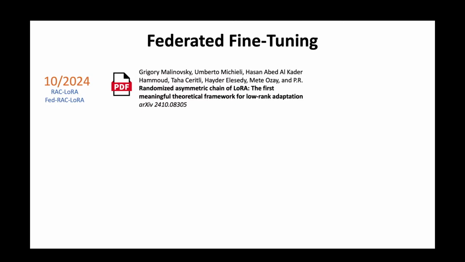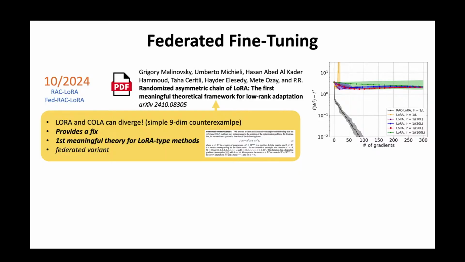OK, so some new topics in federated optimization: federated fine-tuning. This is some work from our lab and collaboration with a London lab with Samsung AI. Here we looked at LoRA as an optimizer, and we realized that there were no papers with any theory. All of this work has been driven by empirical success, and that's great. We wanted to have some understanding of this, and we found a 9-dimensional counterexample where LoRA, or chain of LoRA, just fails. It's a heuristic.